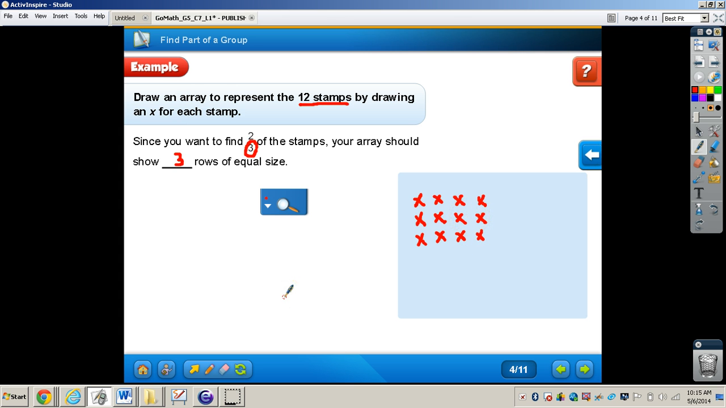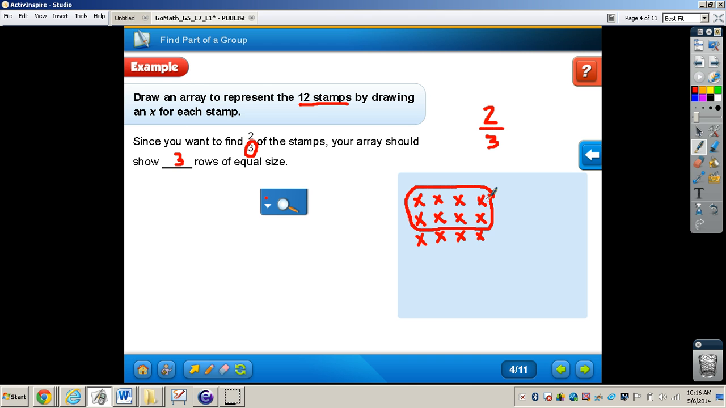Now that we have our rows drawn out, 12 stamps represented by X's, we know that there's 3 separate rows here. 1, 2, 3. So this really means 1/3 is right here, 2/3, 3/3. Okay, so it's important to know that. Now, what we need to do, we need to figure out how many rows we need to circle. Now, we need to circle 2 rows. Why 2 rows? Because 2/3 of the stamps have Queen Elizabeth II on it. Okay, so we will draw a circle around 2 rows. There's 1 row, and then there's my 2nd row.